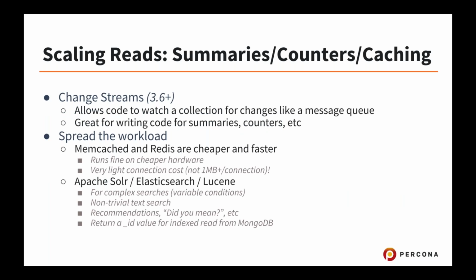Another interesting thing you can do to make reads cheaper is use change streams, added in 3.6, that lets your code basically watch a collection like a message queue for changes. Some people use the AuditLog like this, but this is much nicer. Go look into it if you're doing that, because you'll probably be amazed how nice it is.